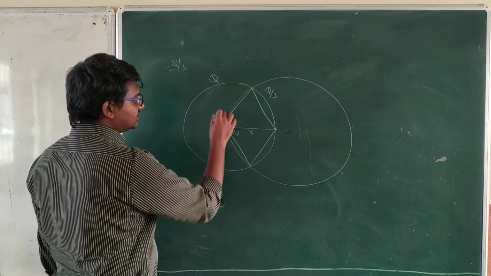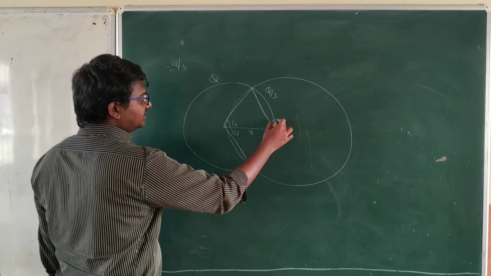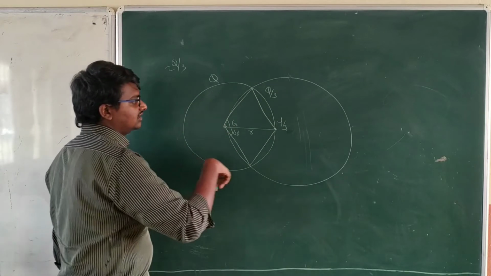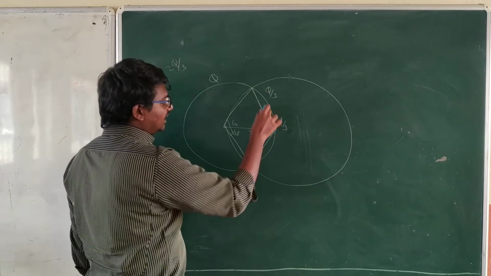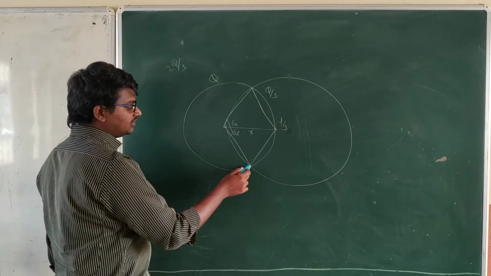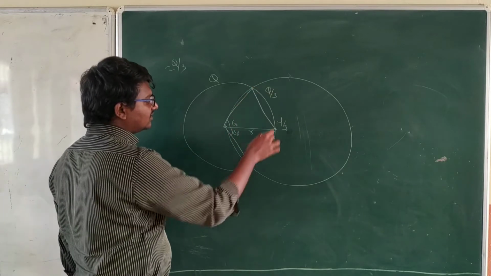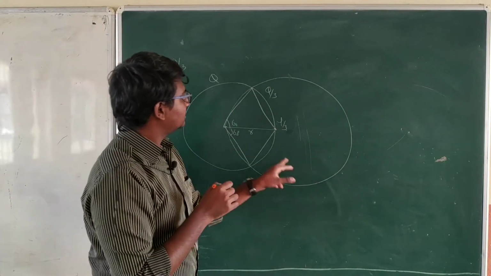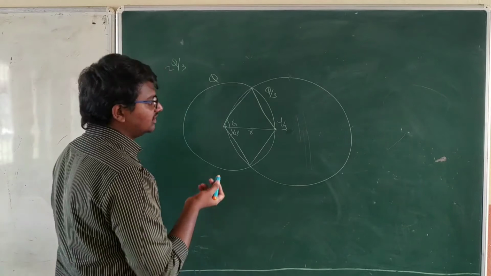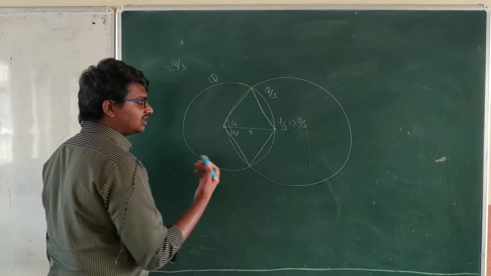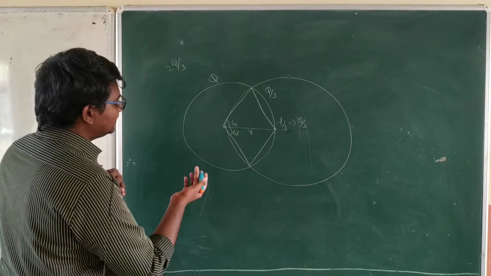Because here it is 120 degrees, this length will become L by 3. If you consider L as the total perimeter of the circle, L by 3 will be the enclosed arc length, the arc which is enclosed inside this sphere. L by 3 will have q by 3 charge.